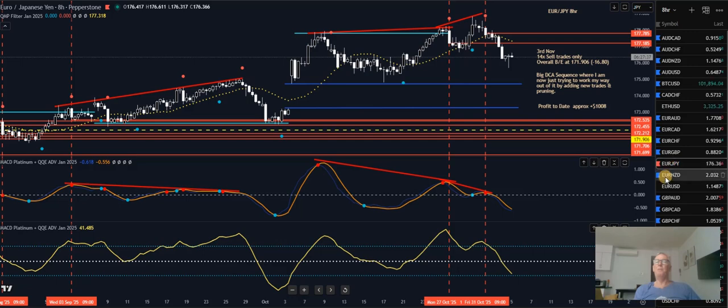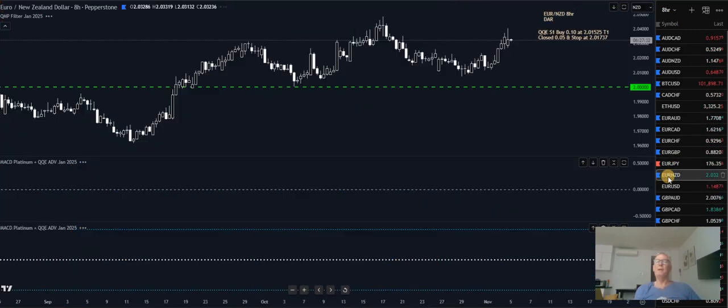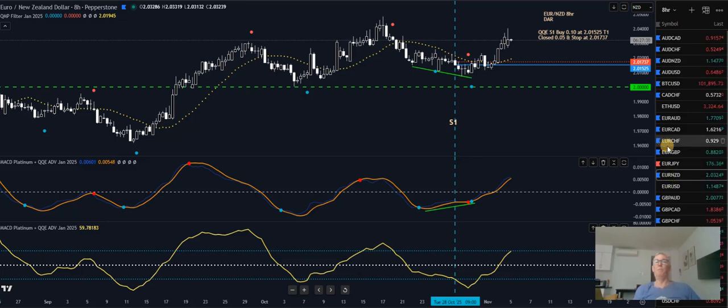That's the Euro Yen. It's my problem child, but we'll just keep on plodding along. It doesn't really matter, as long as we're making money on other pairs. Every other pair I'm making money on except the Euro Yen.